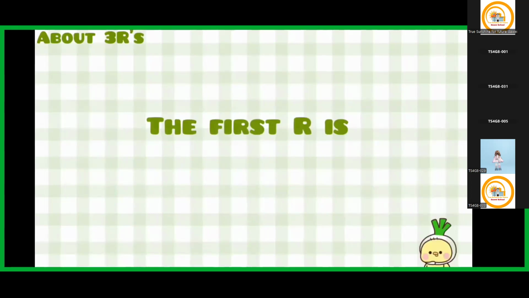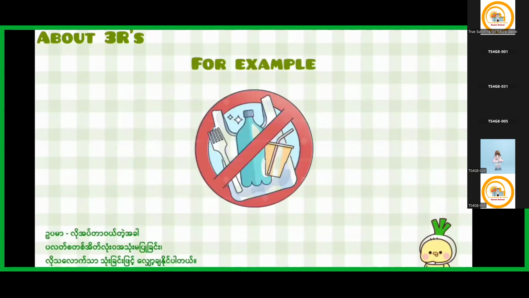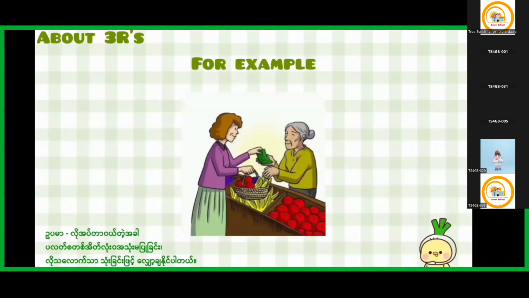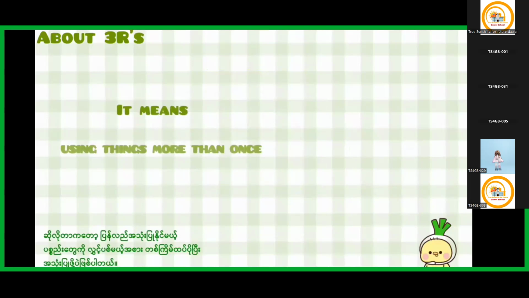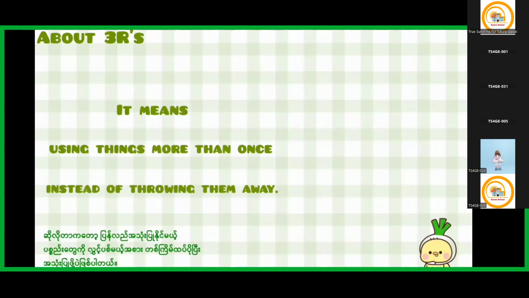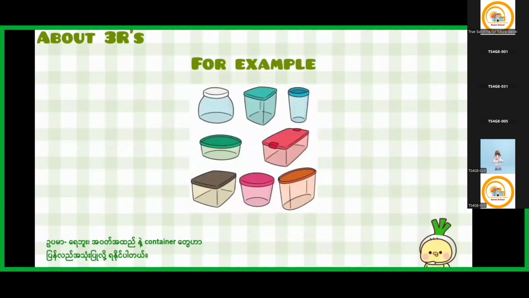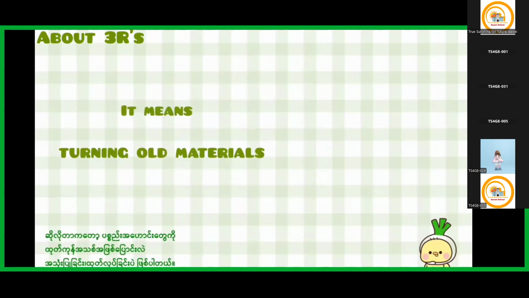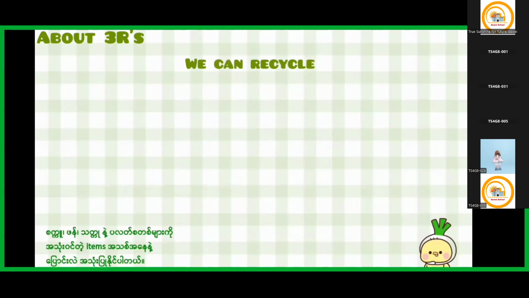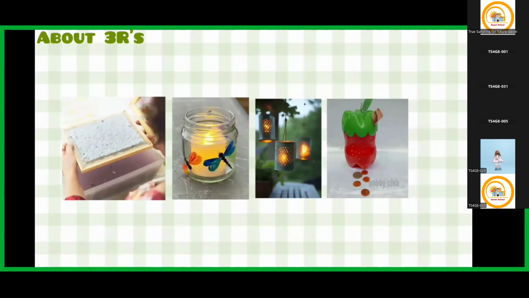The first R is reduce. It means using fewer resources and producing less waste. For example, we can reduce by avoiding plastic bags or buying only what we need. The second R is reuse. It means using things more than once instead of throwing them away. For example, we can reuse water bottles, cloths, or containers. The third is recycle. It means turning old materials into new products. We can recycle paper, glass, metal, and plastic to make new useful items.